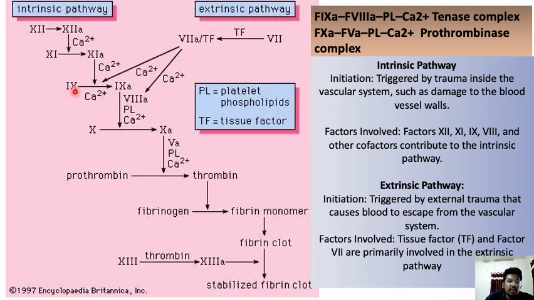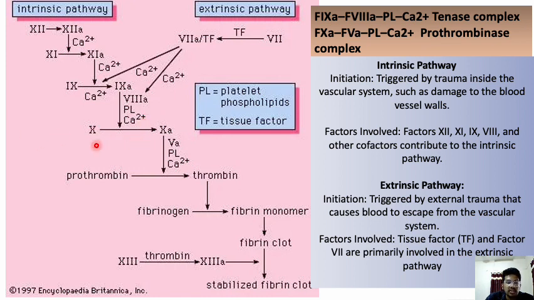But for the time being, you can see that in the intrinsic pathway, factor 12 is getting activated. The activated factor 12 will further activate factor 11. The activated factor 11 will activate factor 9. This happens in the presence of calcium. Then the activated factor 9, factor 8A, phospholipids and calcium, these four factors form what I have previously mentioned, the tenase complex.